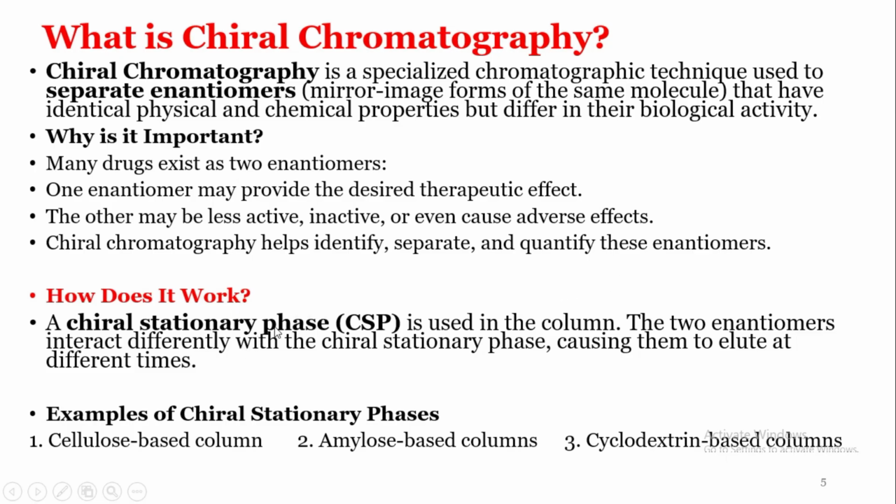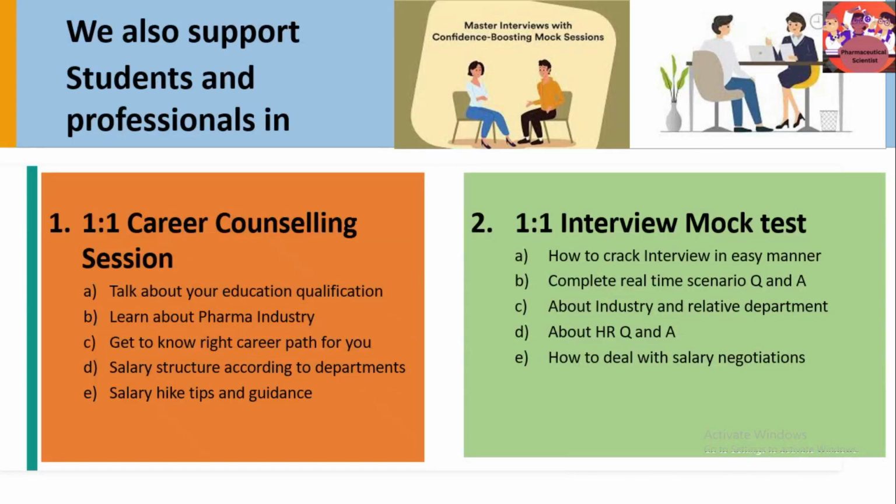As I said, how does it work? A chiral stationary phase is used in the column. The two enantiomers interact differently with the chiral stationary phase, causing them to elute at different times. It means that based on their interaction with the stationary phase, they elute at different times. Examples of chiral stationary phases are cellulose-based columns, amylose-based columns, and cyclodextrin-based columns. There are different columns, and as you come across the information, you'll learn more about this.